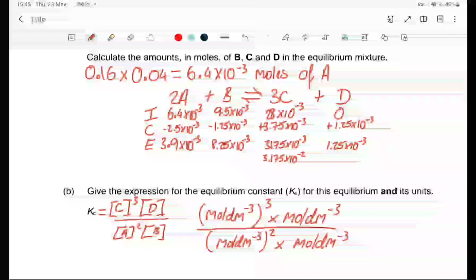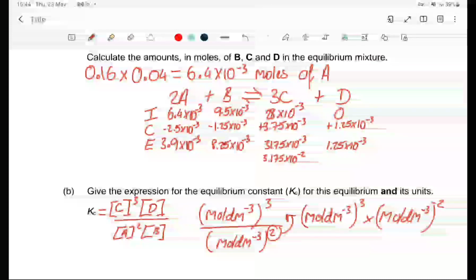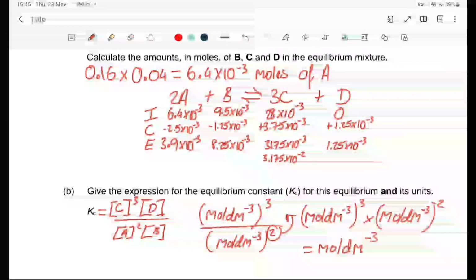Okay, so there's our Kc expression replacing each of the concentrations with their unit. We can cancel things out, so we'll just get rid of those two, and we then end up with this. And then when we move this up here, it becomes to the minus 2, which then results in this, which then, when you multiply those together, when you're multiplying powers, it becomes adding. So 3 plus minus 2 gives you 1, which means that your final unit is moles dm to the minus 3.